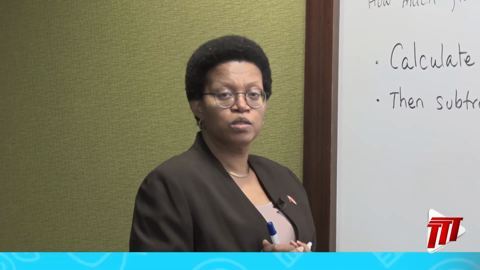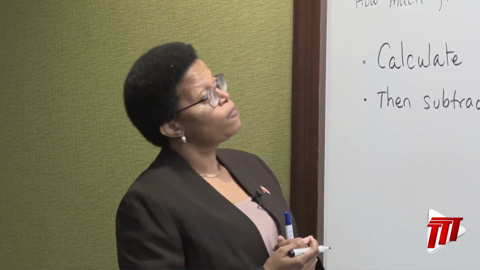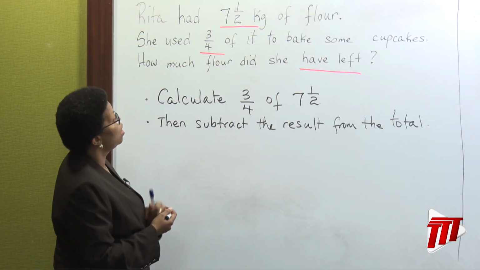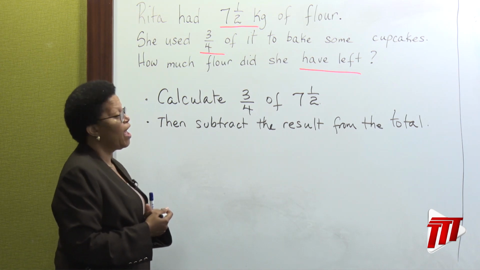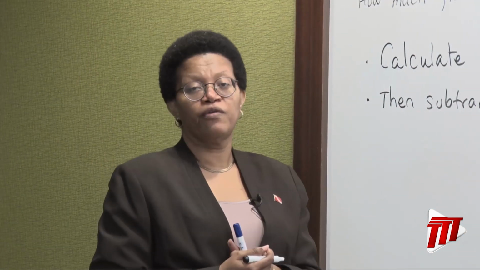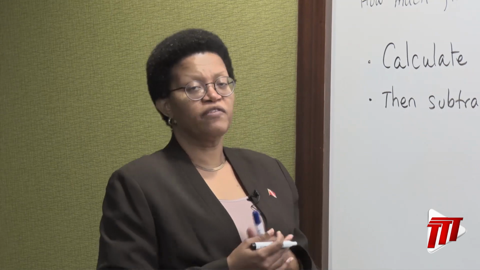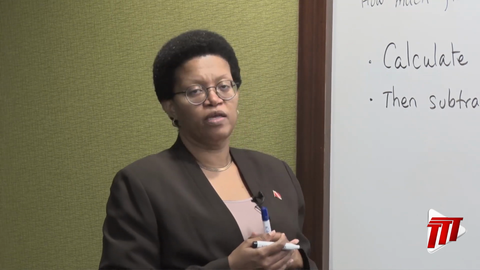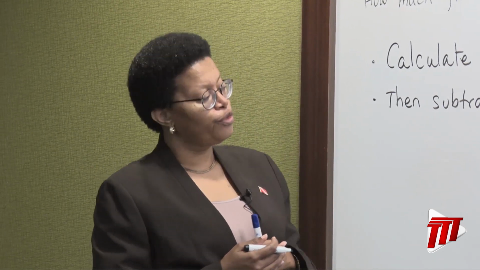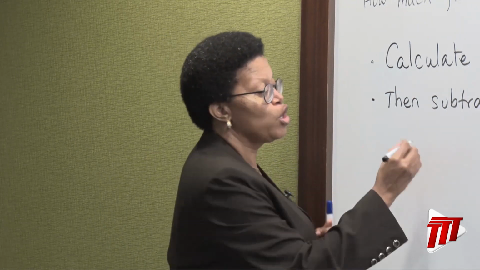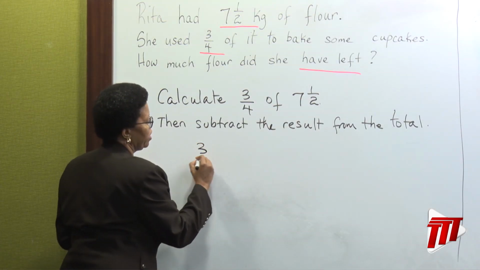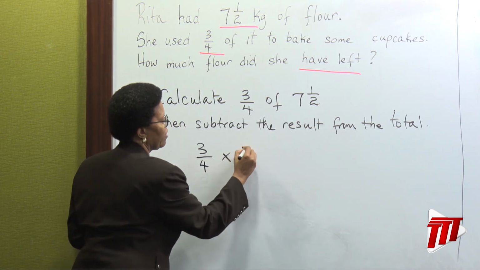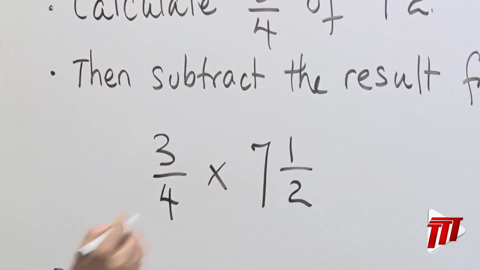Boys and girls, we just showed how we can calculate 3/4 of 7 1/2 and then subtract the result from the total. I want us to find another way to calculate 3/4 of 7 1/2. We said we can write 3/4 multiplied by 7 1/2. Do you remember? We just used the distributive property.